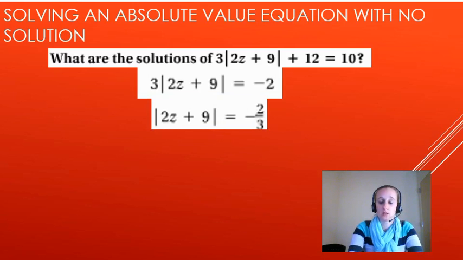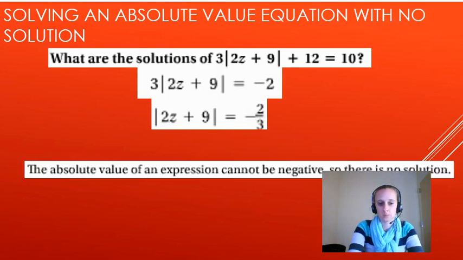So you have the absolute value of the quantity 2z plus 9 equals negative 2/3. If you think about absolute values and their rules, you can't have a negative absolute value. So there is no solution. The absolute value of an expression cannot be negative, so there's no solution.